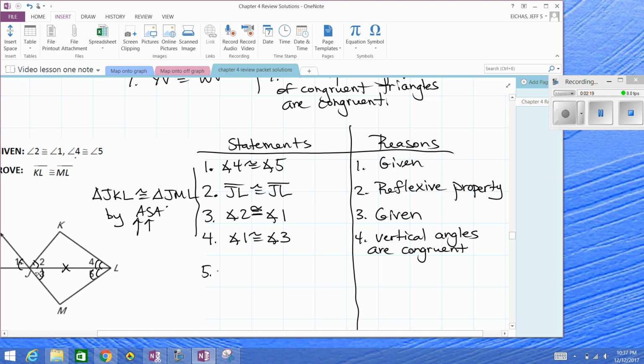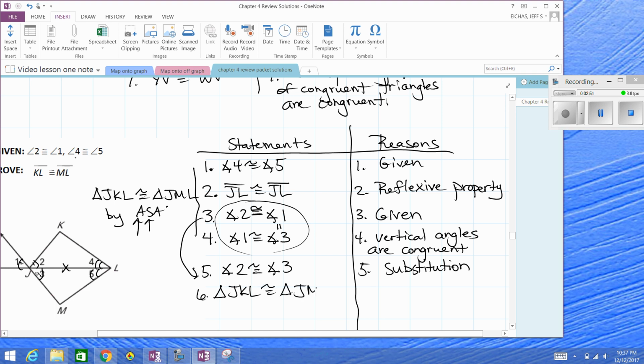Okay. Number 5. Now what you're going to do is take those two combinations, right? If 1 is the same as 3, we can replace angle 1 there with angle 3. So we're going to rewrite this one, except we're going to sub in angle 3 in place of angle 1. That's by, we can actually say that, substitution. That's actually a legitimate reason. Okay, now the triangles are the same. And that is by angle side angle, triangle congruence theorem.